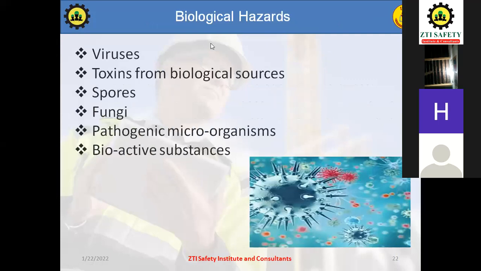So these are examples of biological hazards: viruses, toxins from biological sources, spores, fungi, pathogenic microorganisms, and bioactive substances. We have one more webinar series in which one topic will cover bloodborne pathogens. From these pathogen microorganisms, it came to my mind that we are going to cover bloodborne pathogens also.